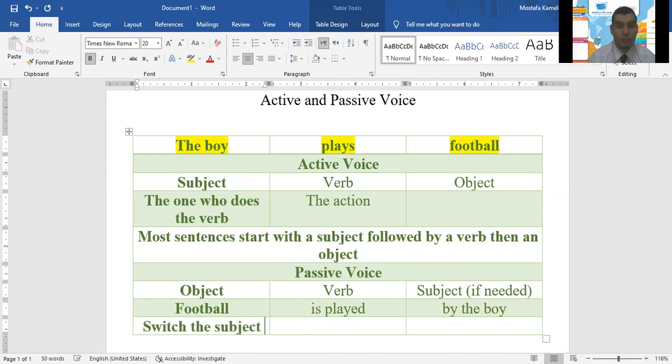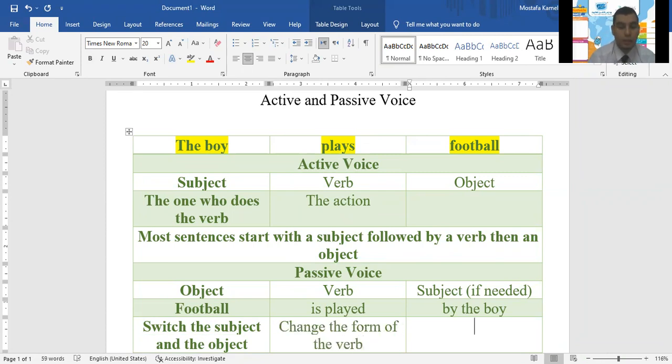So the first thing is switch the subject and the object. The second thing is change the form of the verb. And the third one is add by to the subject, right? Yes.